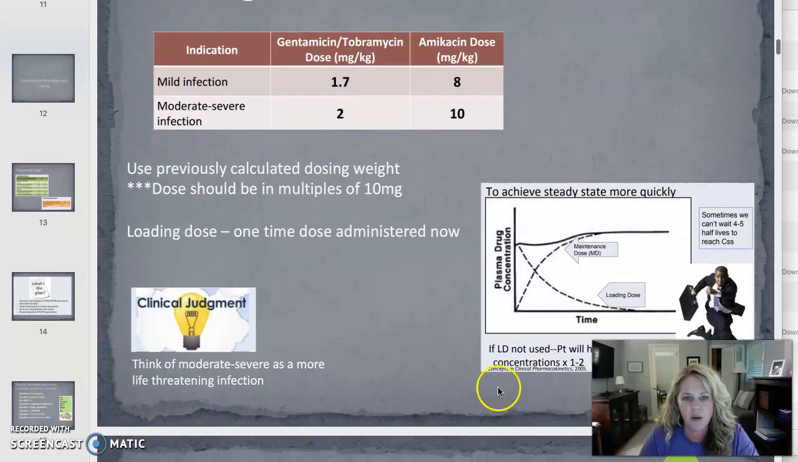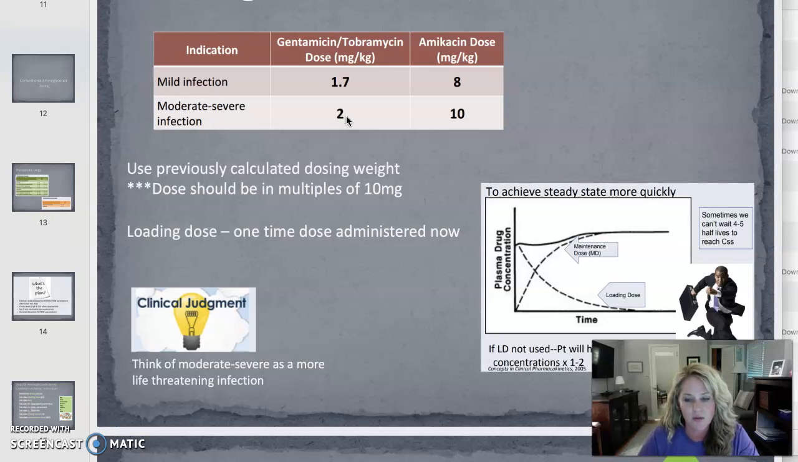How do we determine a loading dose? So again, we're talking about conventional dosing. We use that previously determined dosing weight in multiples of 10. If it's a mild infection, and we'll tell you if it's mild or moderate to severe, for a mild infection we're going to do a load of 1.7 milligrams per kilogram for gentamicin and tobramycin. If we're using amikacin, it's 8. And then we'll go up to 2 for a moderate to severe infection.